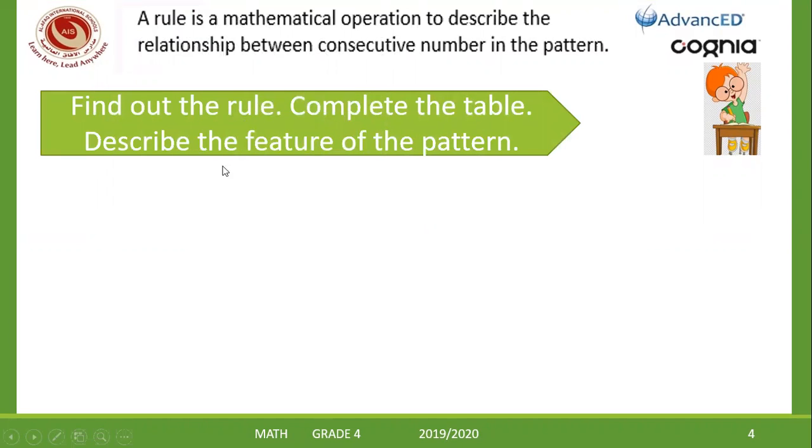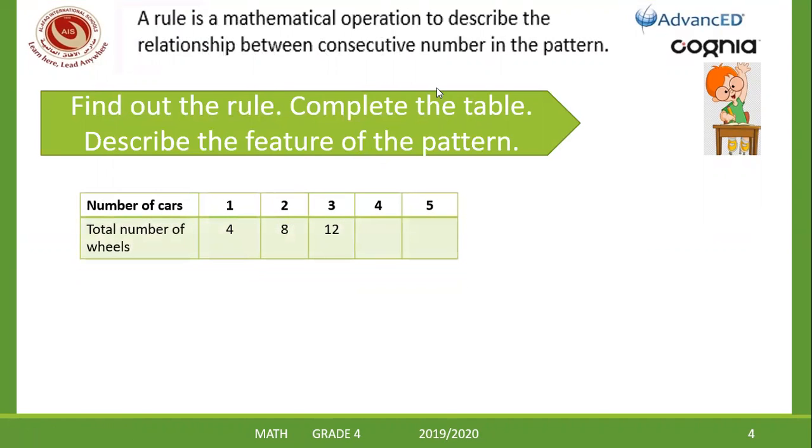With me in this question, I ask you: find out the rule, then complete the table, then describe the feature of the pattern. In this table, as you see, we have number of cars and total number of wheels. 1 becomes 4, 2 becomes 8, 3 becomes 12. Of course, the numbers are increasing.